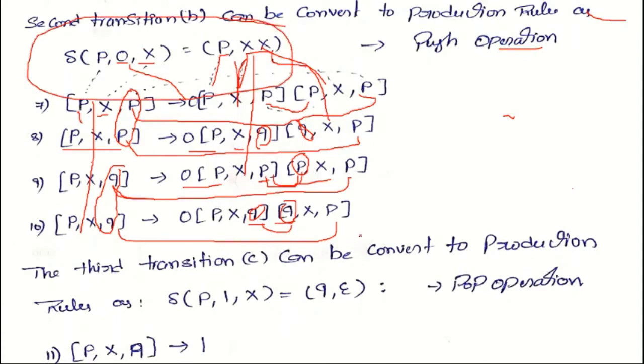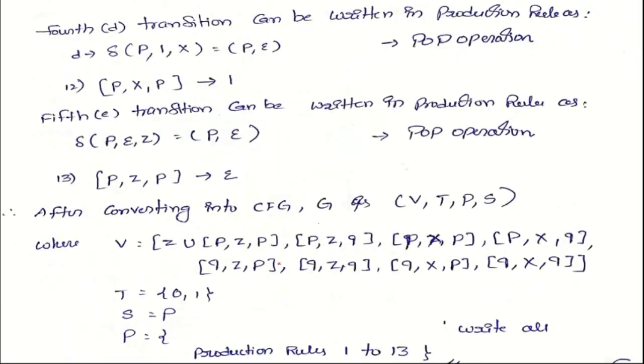And the next production rule is the pop operation, that is del of P comma 1 comma X equals Q comma epsilon. Here the current state is P, the next state is Q, the top of the stack is X, and the next input is 1. So this is the production rule for the pop operation: current state comma top of the stack comma next state derives whatever the input. In this way we can represent the production rule for the pop operation from the given transition.